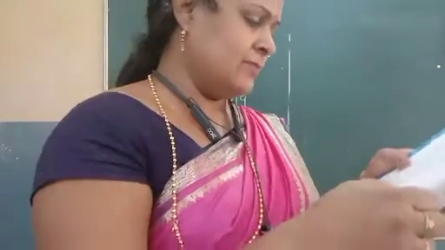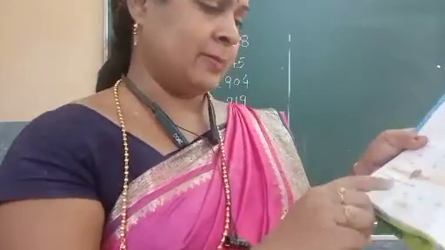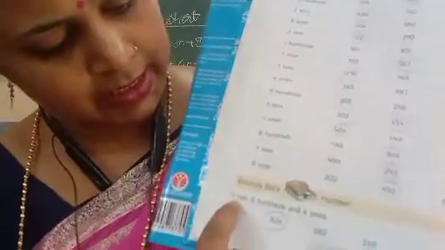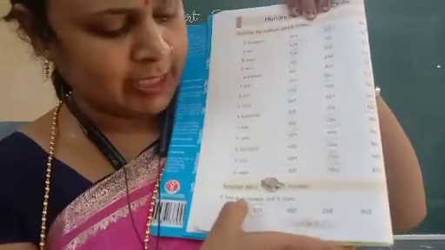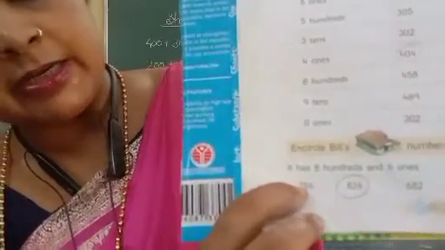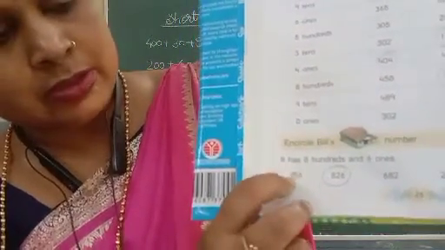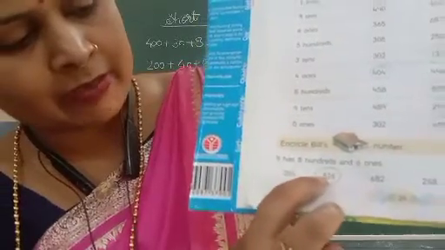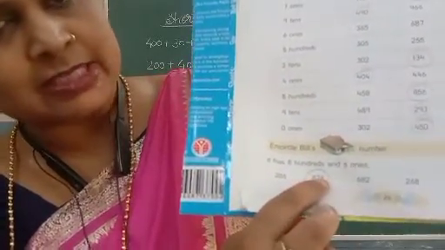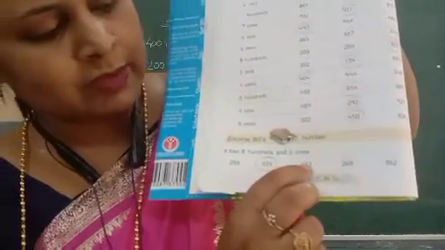Okay, next one, encircle Bill's number. Next, it has 806 ones. Here are given some numbers. You can see where is 806 ones. Here 8 tens. So this one is not correct. Here is given 806 ones. This one is the correct answer. Here are given 8 tens, so this one is also not correct. Here are given 8 ones, so that one is also not correct.